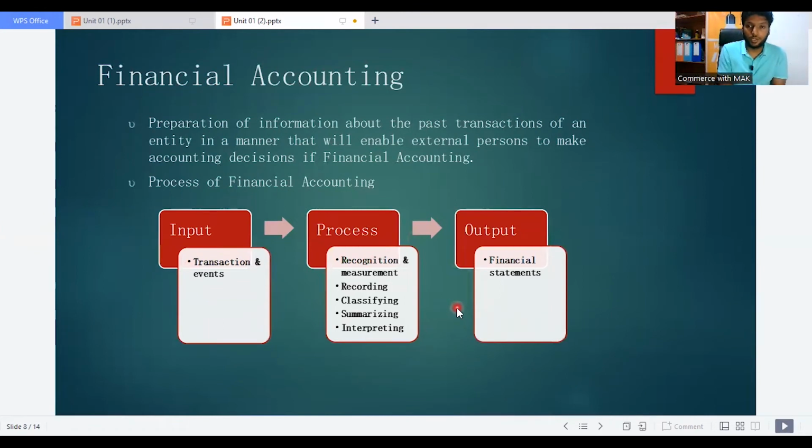So let me explain in an easy way. If something has happened already and you have recorded it, that is what we call financial accounting. If something is to happen, then forecasting what might happen and the budget is known as management accounting. For example, maybe yesterday you made a sale of 50,000 rupees. That is a past transaction, so it falls under financial accounting.